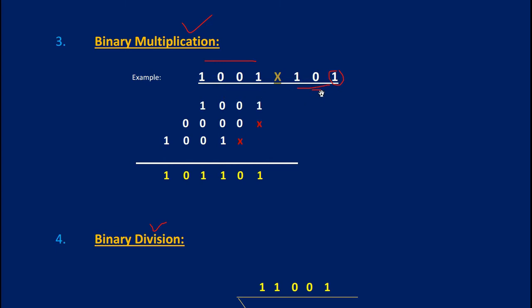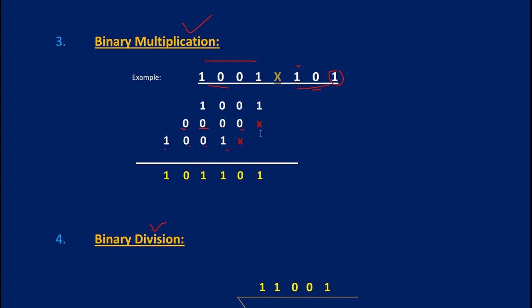Now the second one, that is 0 here. Multiply this 0 with these 4 digits. So 0 times 1 is 0, 0 times 0 is 0, 0 times 0 is 0, 0 times 1 is 0. So all 4 will be 0. Now the last one is 1. Multiply these 4 digits with this 1. Now 1 times 1 is 1, 1 times 0 is 0, 1 times 0 is 0, and 1 times 1 is 1.